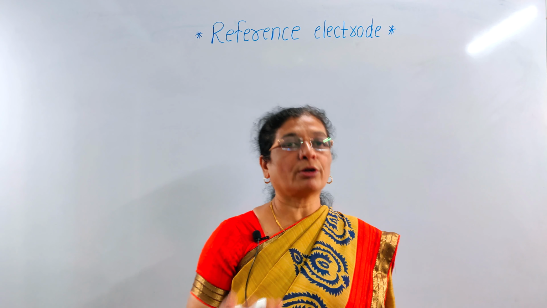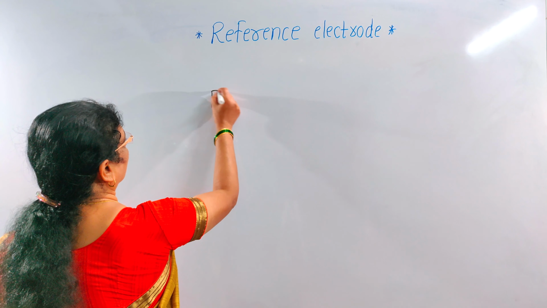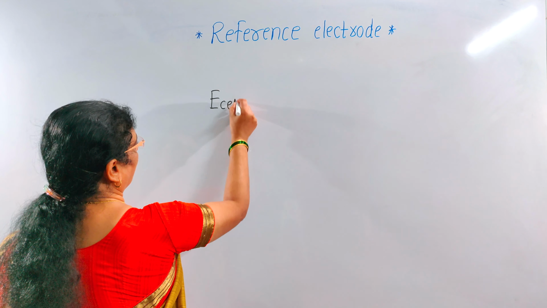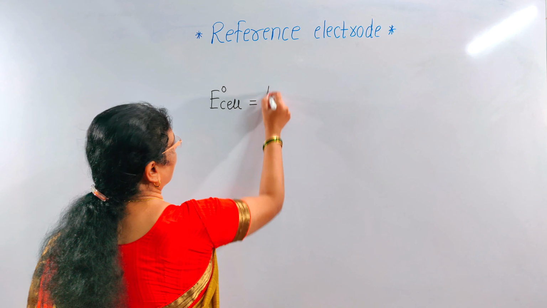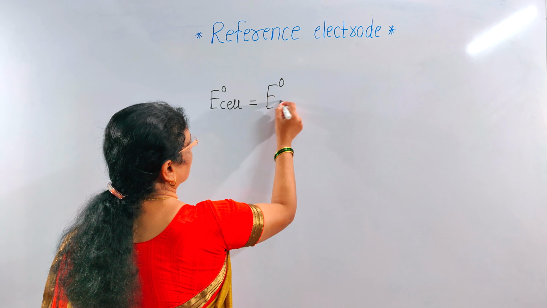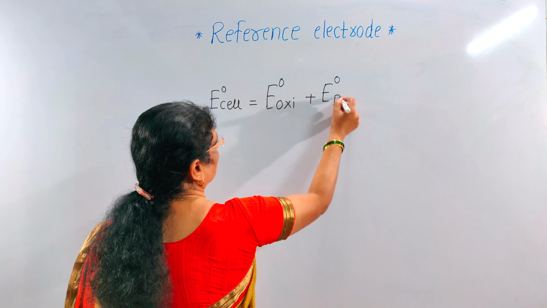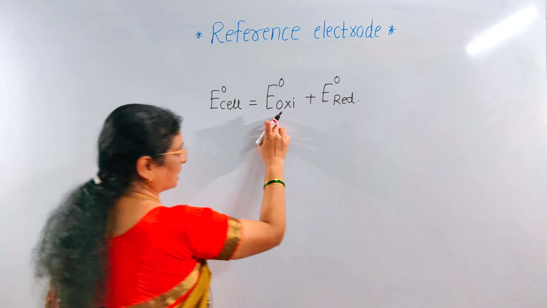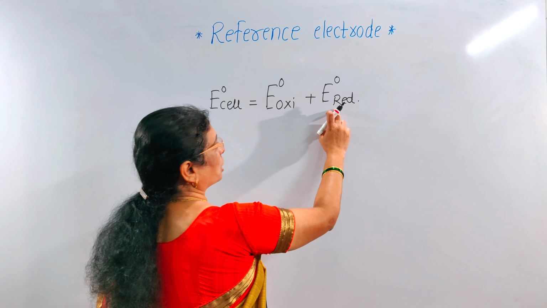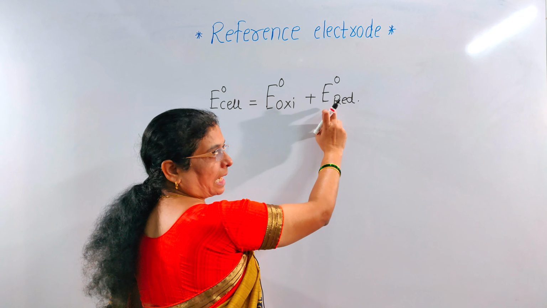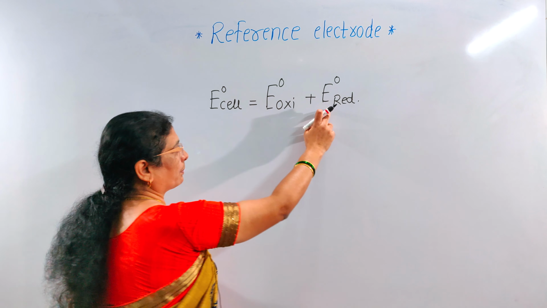and by knowing the cell potential you can determine the electrode potentials. But remember here, the cell potential of the cell, which is represented by E cell, and if it is standard then it is represented by E0 cell, is the summation of E0 oxidation and E0 reduction. That is, the oxidation potential which takes place at the oxidation electrode or at the anode, plus the reduction potential which takes place at the cathode. So it is the summation of oxidation potential and reduction potential.